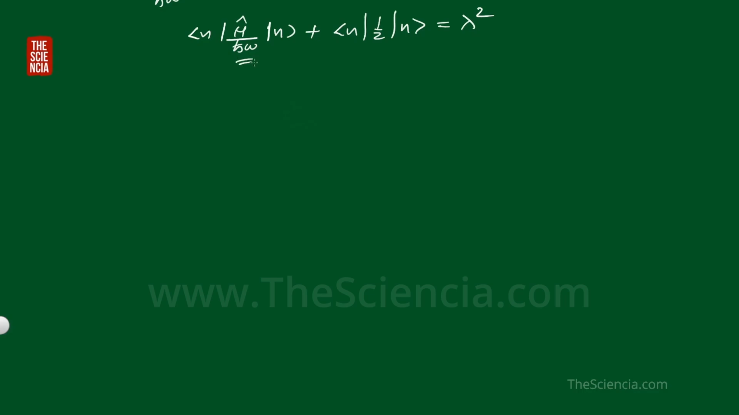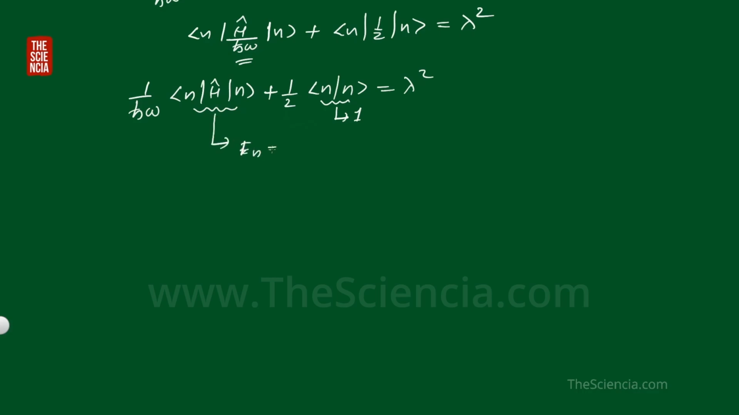Again, here this h cross omega is a constant term, so I can take it outside into bra n H cap ket n plus, here 1 by 2 is a constant term, so I can take it outside, bra n ket n is equal to lambda square. See, this one is nothing but equal to 1, and this one is the expectation value of the Hamiltonian operator, that is nothing but energy En, equal to n plus half h cross omega. This is the energy of the 1D harmonic oscillator, the linear harmonic oscillator, right?